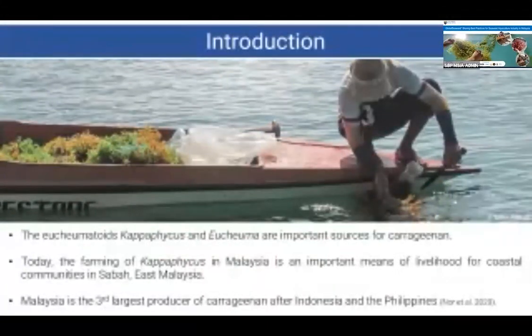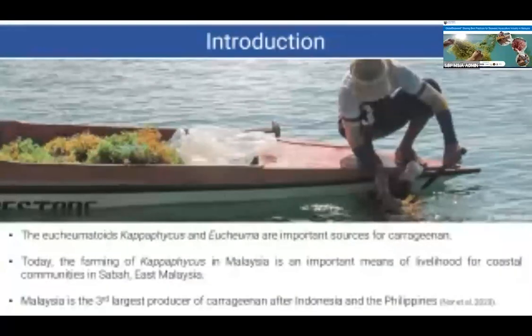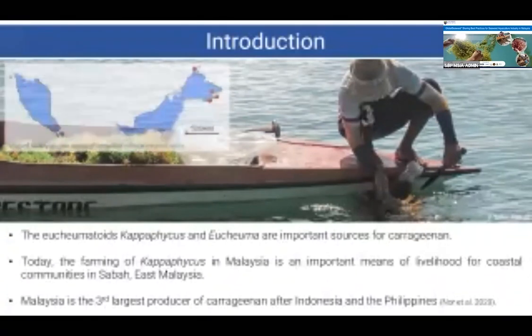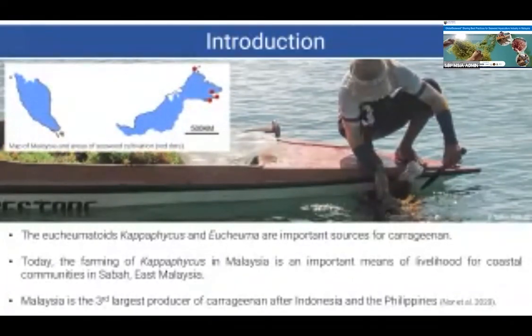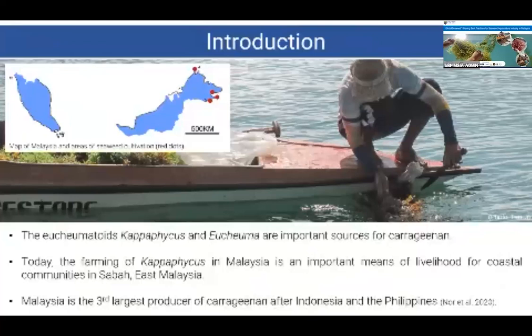The eucheumatoids Kappaphycus and Eucheuma are important sources for the phycocolloid carrageenan. Owing to its gelling, thickening, and emulsifying properties, carrageenan is highly desirable to the food and cosmetic industries. Today, the farming of these red seaweeds is an important means of livelihood for coastal communities in Sabah, and this is being recognized by the Malaysian government. Malaysia is currently the third largest producer of carrageenan after Indonesia and the Philippines.